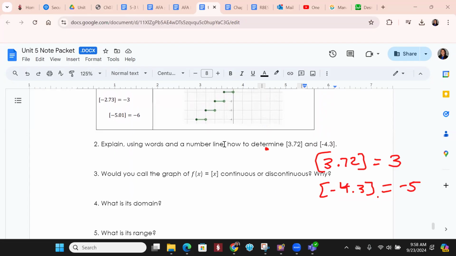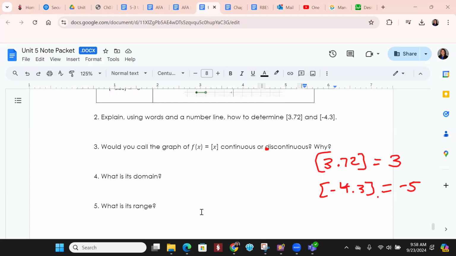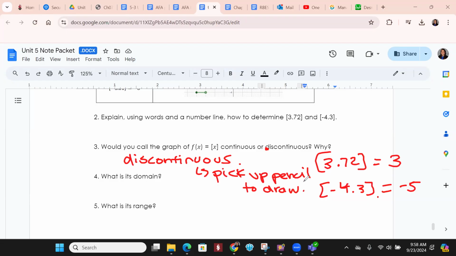I don't understand why that says using a number line. Don't worry about that. Would you call the graph continuous or discontinuous? Is it a straight line? Do you have to pick up your pencil to draw it? Yes, so it's discontinuous. The way that I always remember discontinuous is if I have to pick up my pencil to draw it. If I were to draw the function, I have to draw these lines where I have to pick up my pencil physically. I can't just go from one point to another.